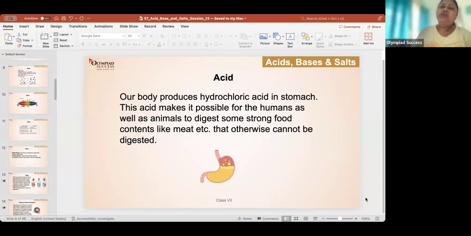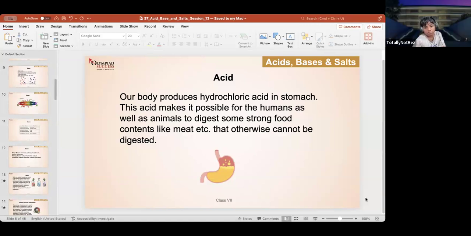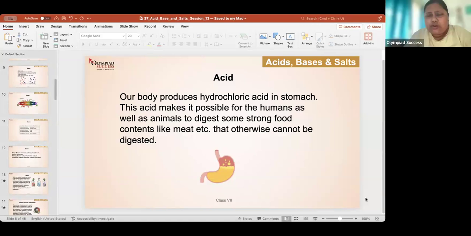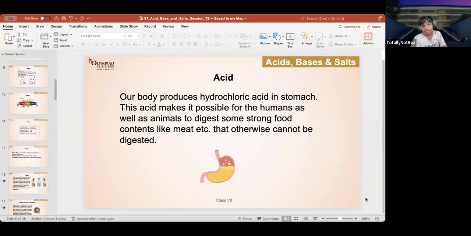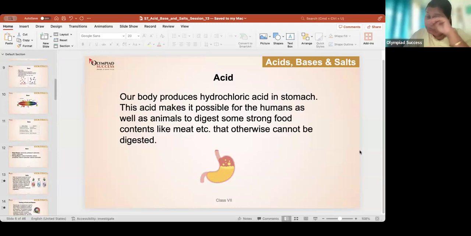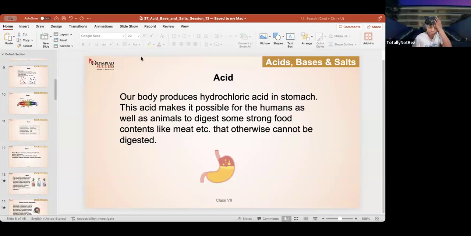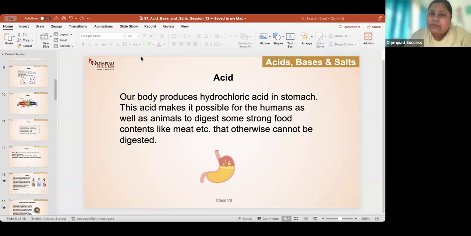So first we'll start with a normal phenomena of acidity that we usually encounter. It is one of the applications of acid. What happens in your stomach? You already know that we have HCl, right? We have HCl in our body. Now, what does this HCl do? It breaks down the food we eat. So it helps in digestion, right?